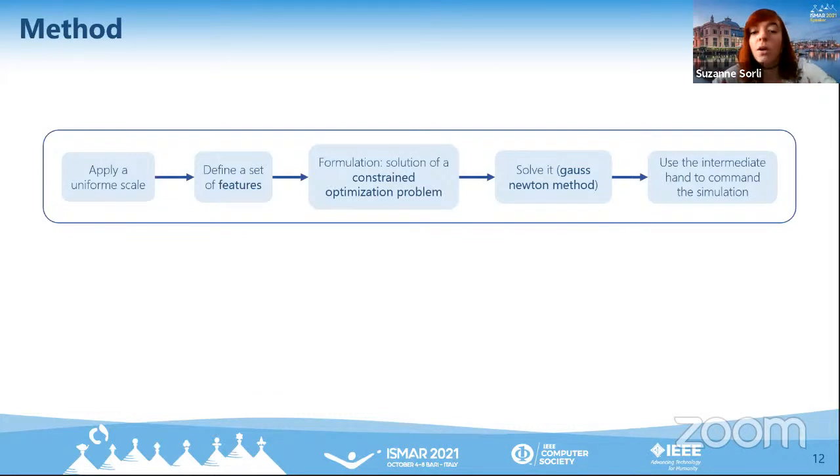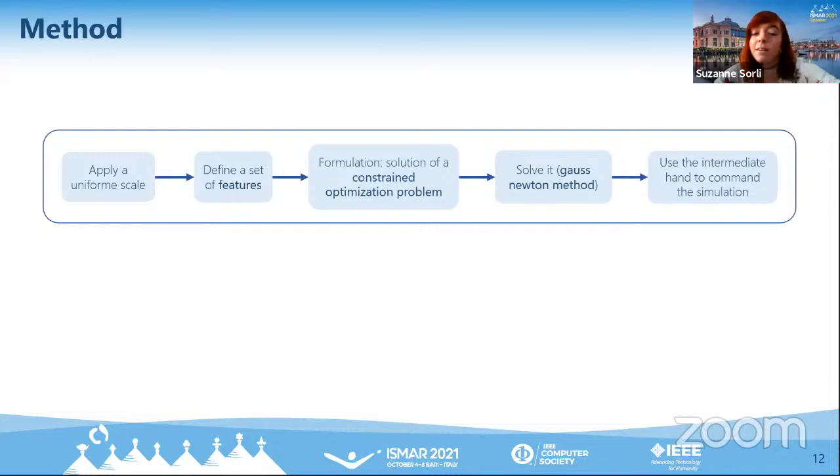To do so, we define a set of features that will be used for solving the optimization problem. As we need the ability to manipulate small objects with high dexterity, we took as features the concatenation of the fingertip positions, and then we formulated the computation of the intermediate hand pose as the solution of a constrained optimization problem that produces features as close as possible to those of the tracked hand. Then we solve it iteratively using the Gauss-Newton method.